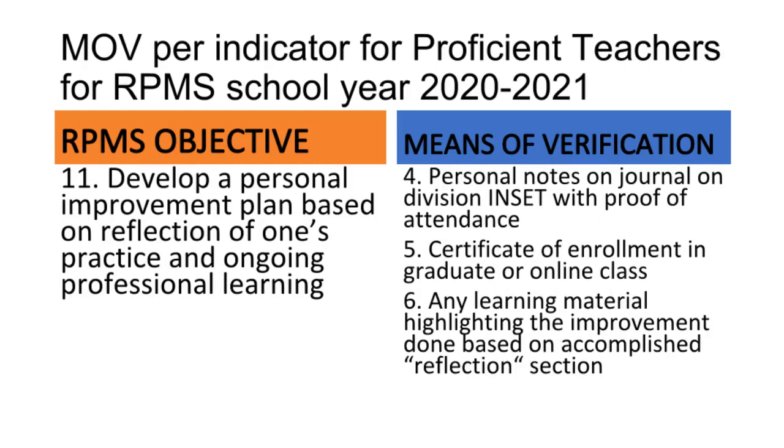RPMS objective: Develop a personal improvement plan based on reflection of one's practice and ongoing professional learning. Means of verification: Personal notes or journal on division INSET with proof of attendance, certificate of enrollment in graduate or online class, any learning material highlighting the improvement done based on the accomplished reflection section.